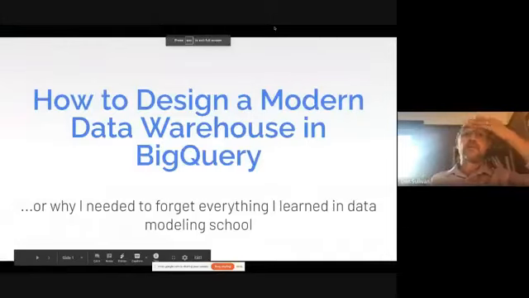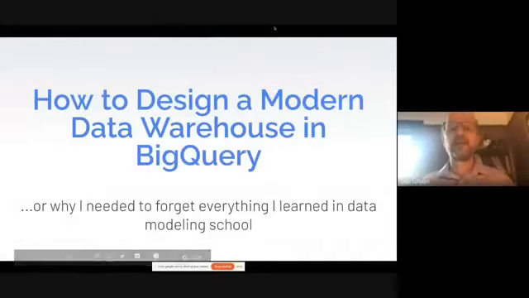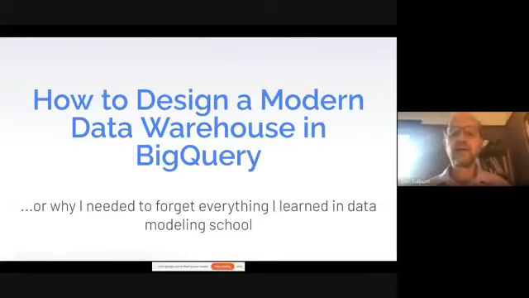Right. So what we're going to talk about today is designing data warehouses in BigQuery and why it's different from the way we used to design data warehouses 20 years ago. Especially, what I want to focus on is what it is about BigQuery that makes it so different, that makes it highly performant, very fast and very efficient, but also requires us to change a little bit how we think about designing data warehouses.